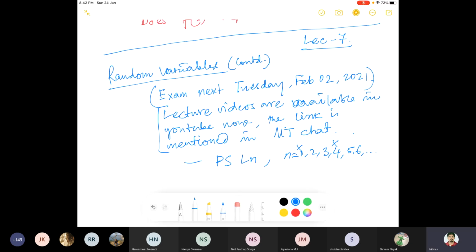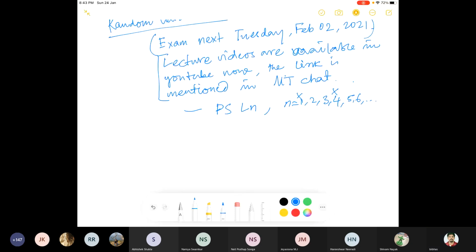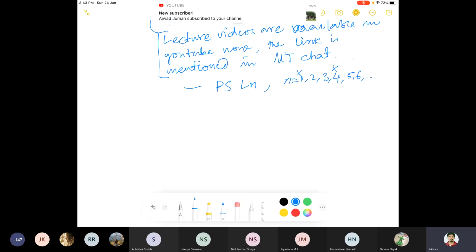Last week we talked about random variables. We introduced what is called a random variable corresponding to a random experiment, and we said a random variable can be any function from the sample space to R, depending on the context, whatever way you want to define it.